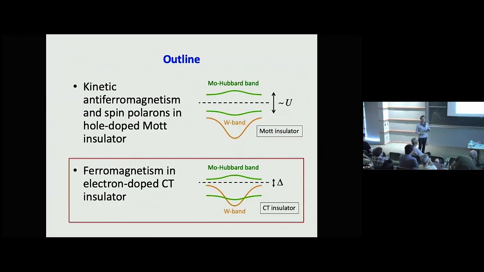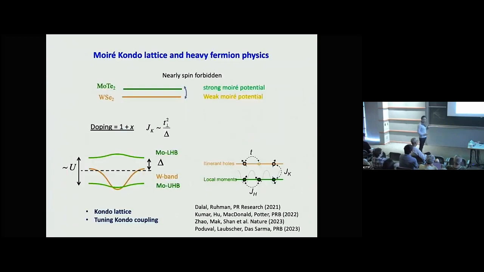For the last 5 minutes, I'll talk about something a little different, and you can comment more later after the talk. In this case, it's more like a honeycomb lattice. The doped electron will go to the other sublattice sites of the honeycomb lattice, so it's a charge transfer insulator. Something peculiar about this system is that the moly layer has a much flatter band. It experiences a stronger Moiré potential compared to the tungsten layer, which experiences a weaker Moiré potential. So the charge carriers in the tungsten layer are way more itinerant.